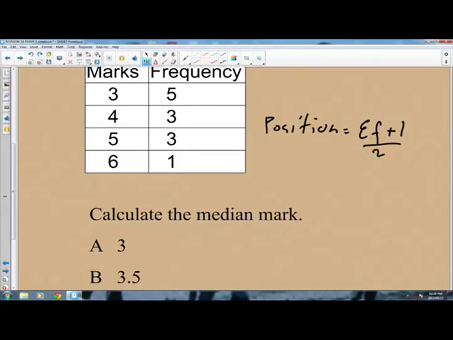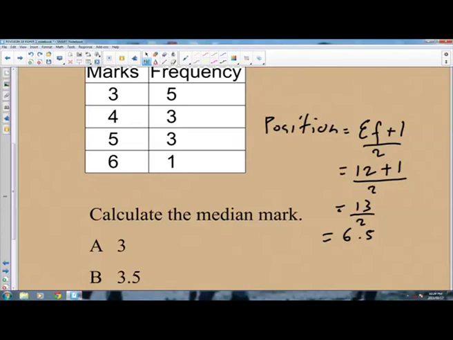We just have to add the frequencies. Then after adding the frequencies, we add 1 and then divide by 2, because this is discrete information. So this will be the sum of the frequency, 5 plus 3 plus 3 plus 1. So 5 plus 3 is 8, plus 3 is 11, plus 1 is 12. So this will be 12 plus 1 divided by 2. 12 plus 1 is 13. So this is 13 divided by 2, which is 6.5.